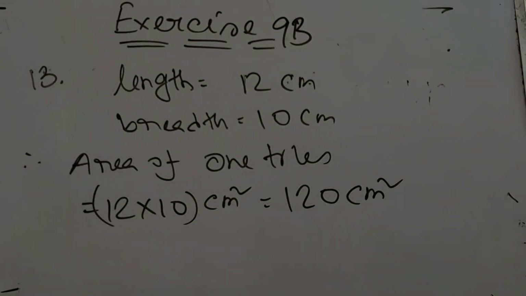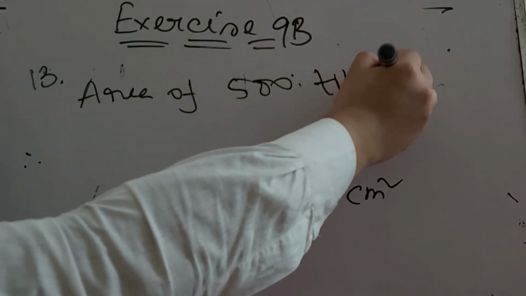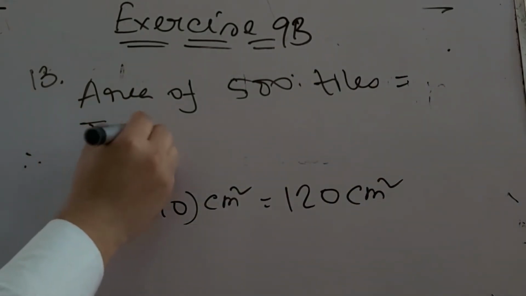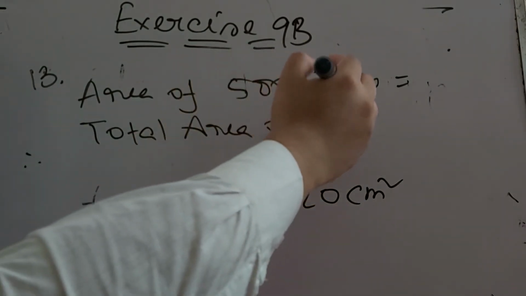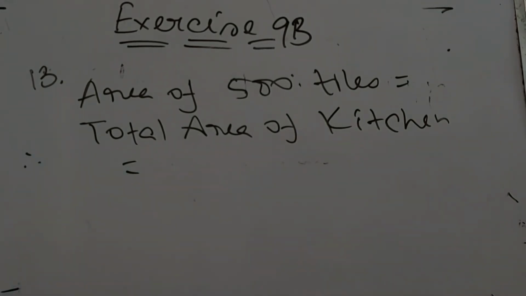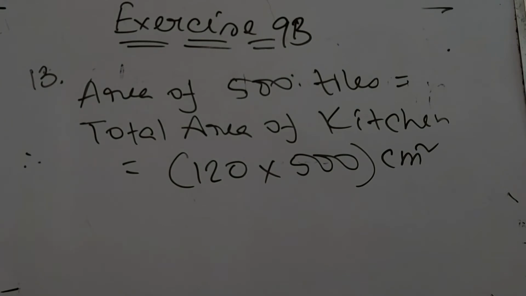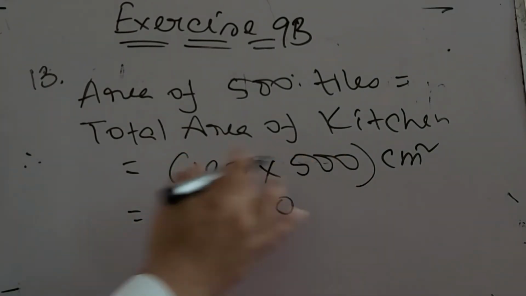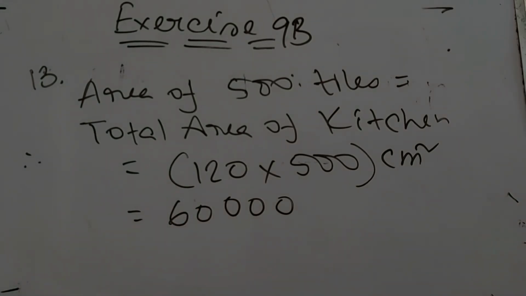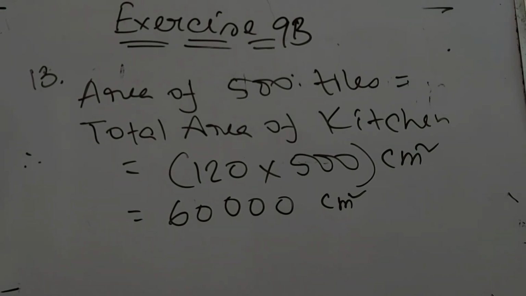Now we have to find out the area of 500 tiles, and the area of 500 tiles actually represents the area of the kitchen. So we can say the total area of kitchen, both are the same thing, and we have to multiply 120 and 500. That is 120 times 500 square centimeter. 5 times 12 is 60, and with the zeros, 60,000 square centimeter will be the answer of number 13.